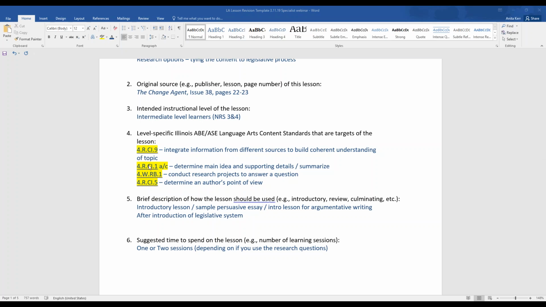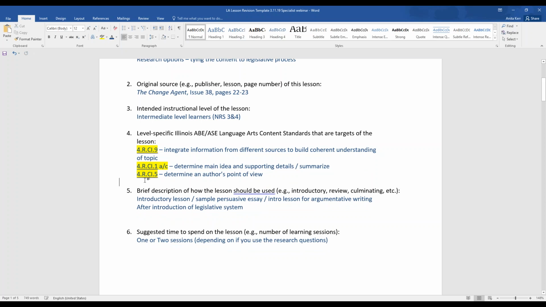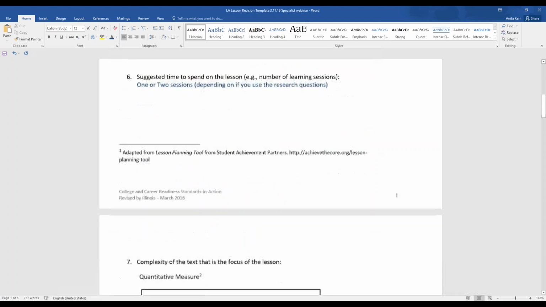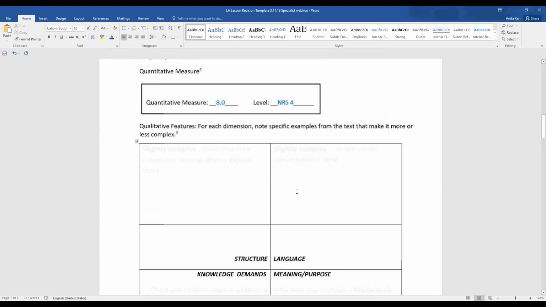Okay, so we've got 1, 2, 3, 4 standards clearly targeted, and I'm going to put this one down here, the writing one at the bottom. We've got 3 reading and 1 writing standard. All right, so let's scroll on down.